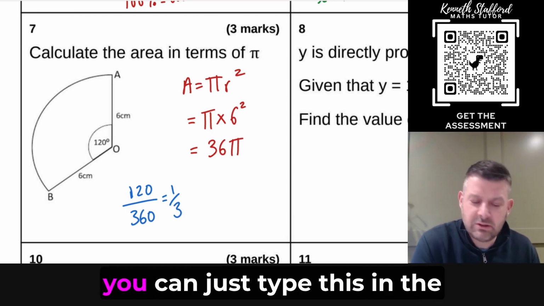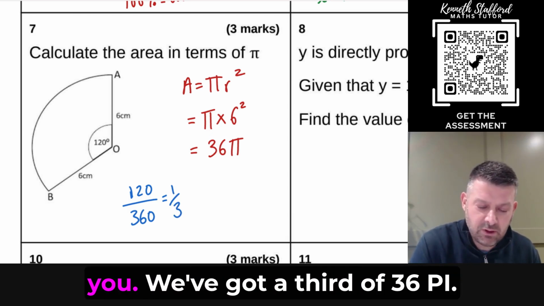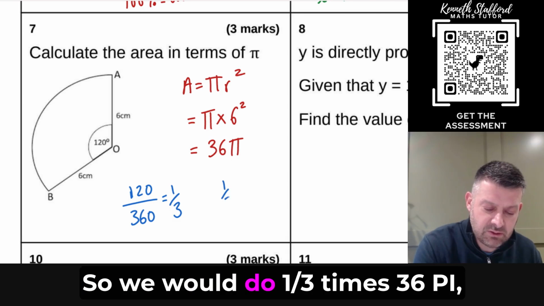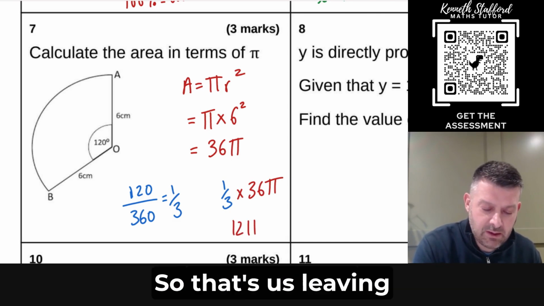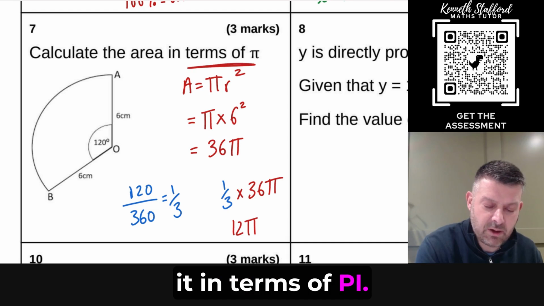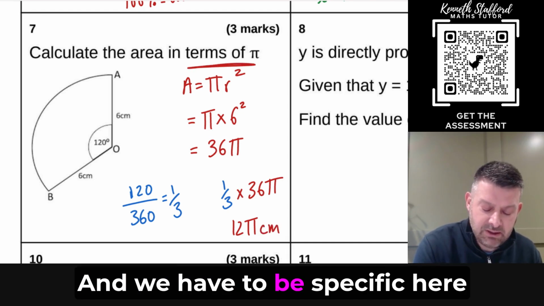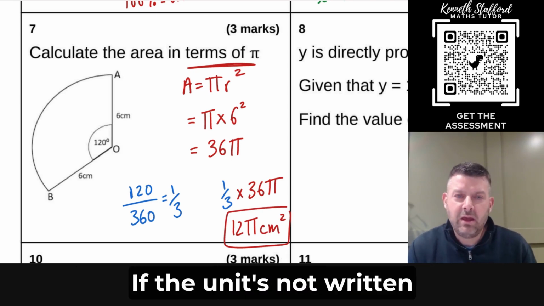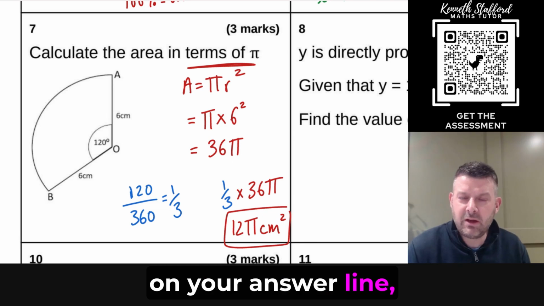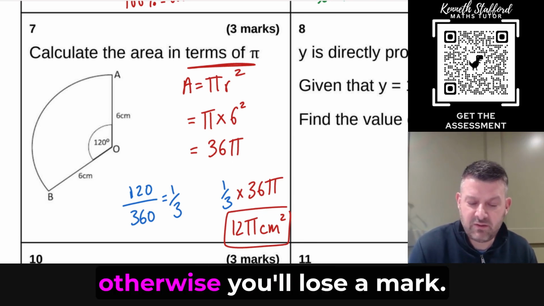If you've got a calculator, you can just type this in the calculator and it'll do it for you. We've got a third of 36 pi, so we would do 1/3 times 36 pi, which is 12 pi. So that's us leaving it in terms of pi. And we have to be specific here and say 12 pi centimeters squared. If the unit's not written on your answer line, you have to make sure you put it, otherwise you'll lose a mark.